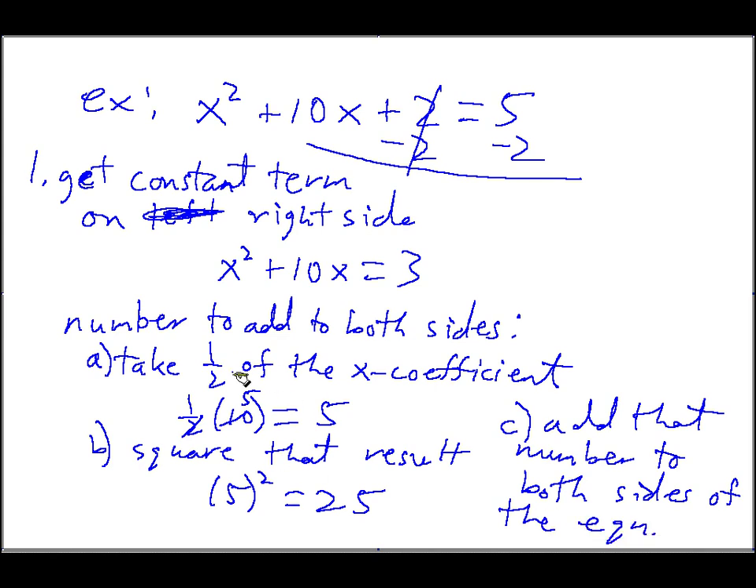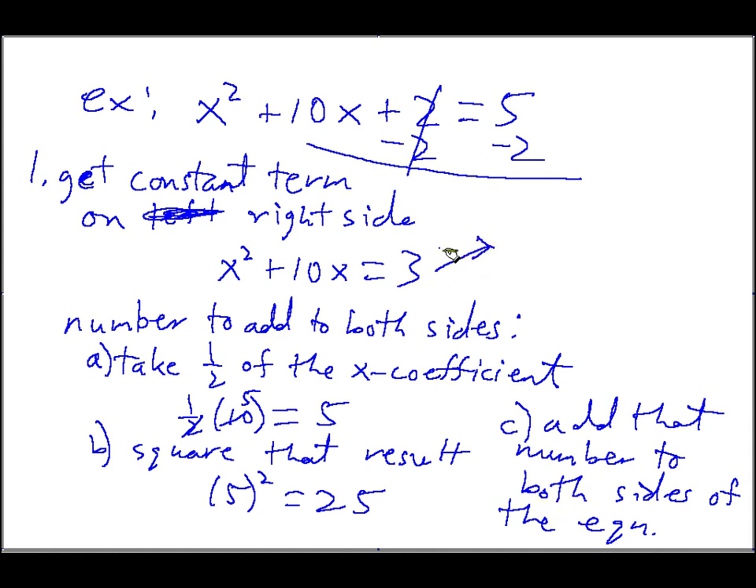Okay, so again, let's backtrack. First, I get the constant term on the right side by subtracting 2. I get this equation right here. Then I look at this x coefficient, which is 10. I take half of that coefficient, which is 5. Half of 10 is 5, right? Then I square that 5 to get 25, and that perfect square is the number I'm going to add to both sides of the equation.